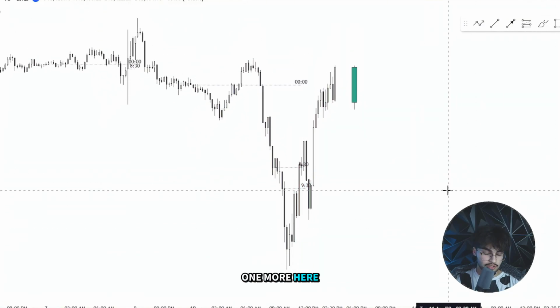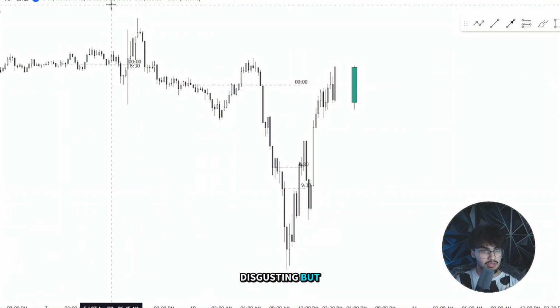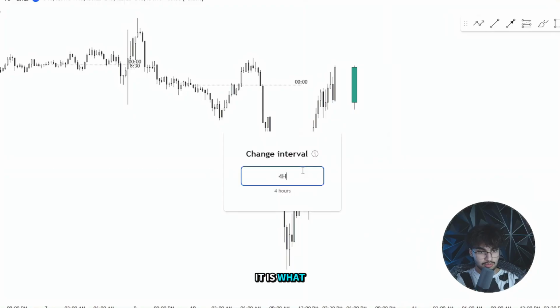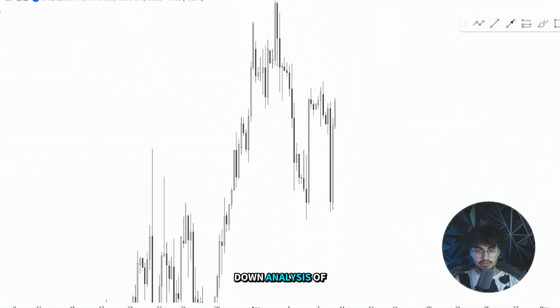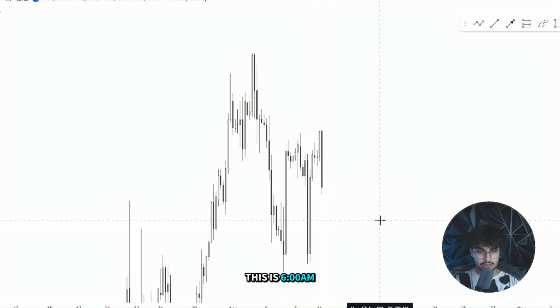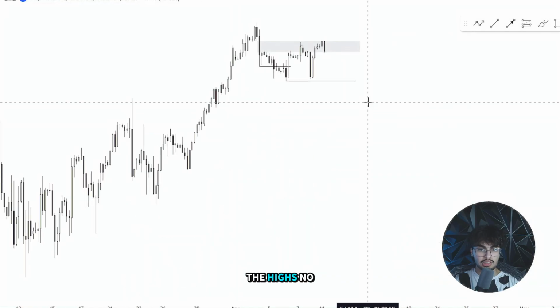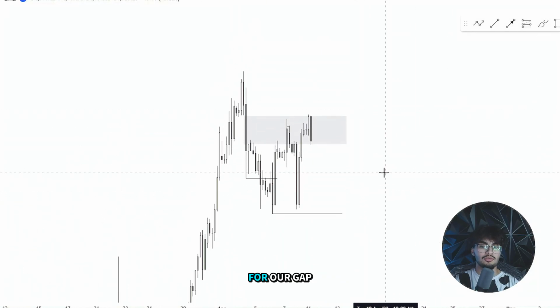So I'll do one more here. Just backtesting on TradingView is absolutely disgusting, but it is what it is. Just want to do some top-down analysis of how I think, and yeah. So this is 6 p.m. This is 6 a.m. We have a rejection off this area once again. Any SMT at the highs, no SMT, is that same 4-hour gap.